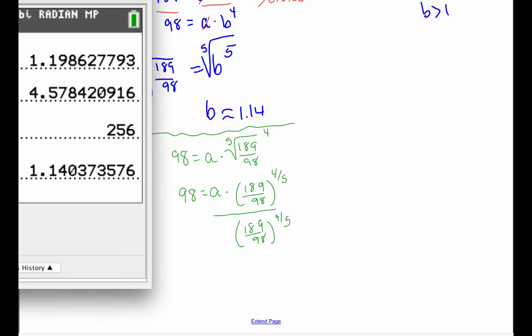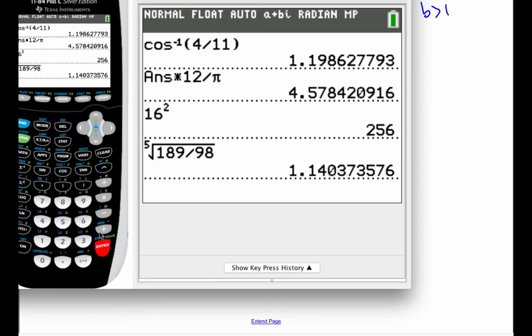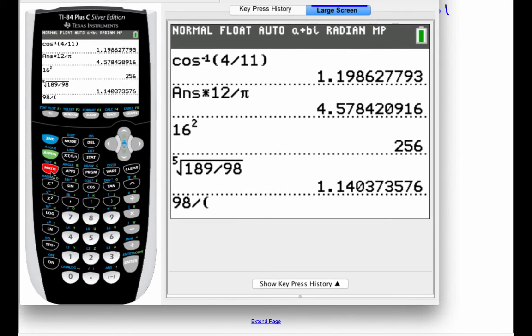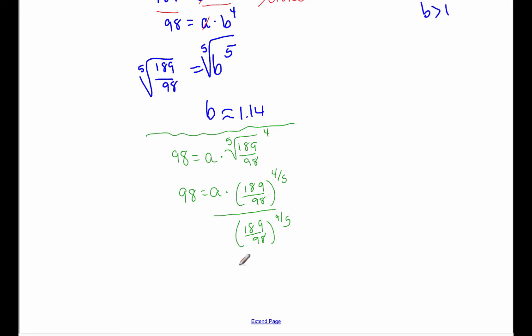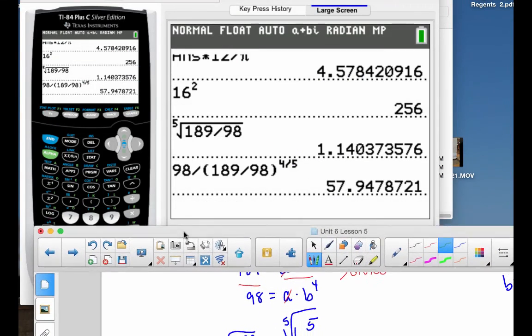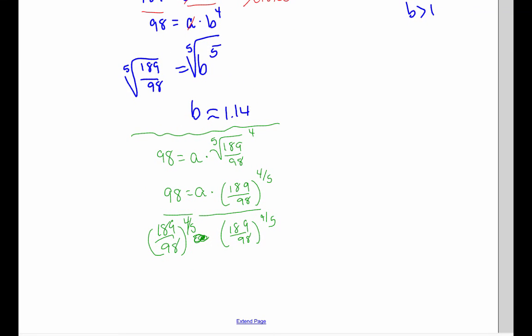So I could come over to my calculator. I can say 98 divided by parentheses, I won't have to go in math actually, 189 divided by 98 raised to the 4/5. And my answer, 57.9. So I'm going to say A was 57.9, so we could say it was 58 just to make this simpler.